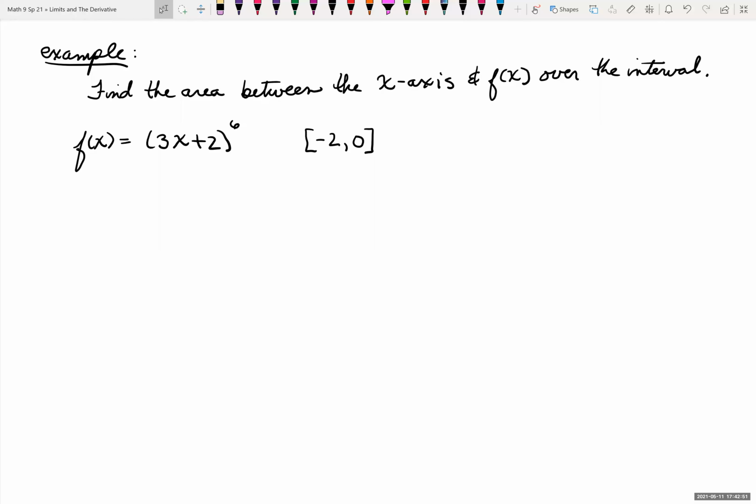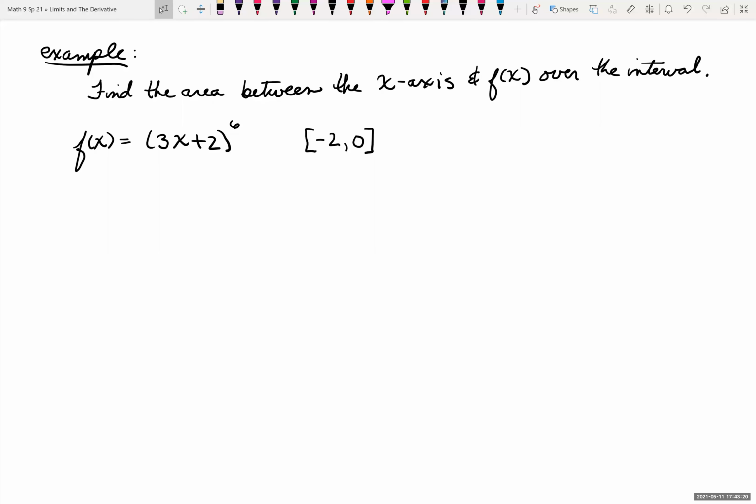So the next example says find the area between the x-axis and f of x over the interval. We're given that f of x is equal to the quantity 3x plus 2, and that's all raised to the 6th power. And the interval is between -2 to 0. So because it's telling me I need to find the area, I have to worry about which piece is above and below the x-axis.